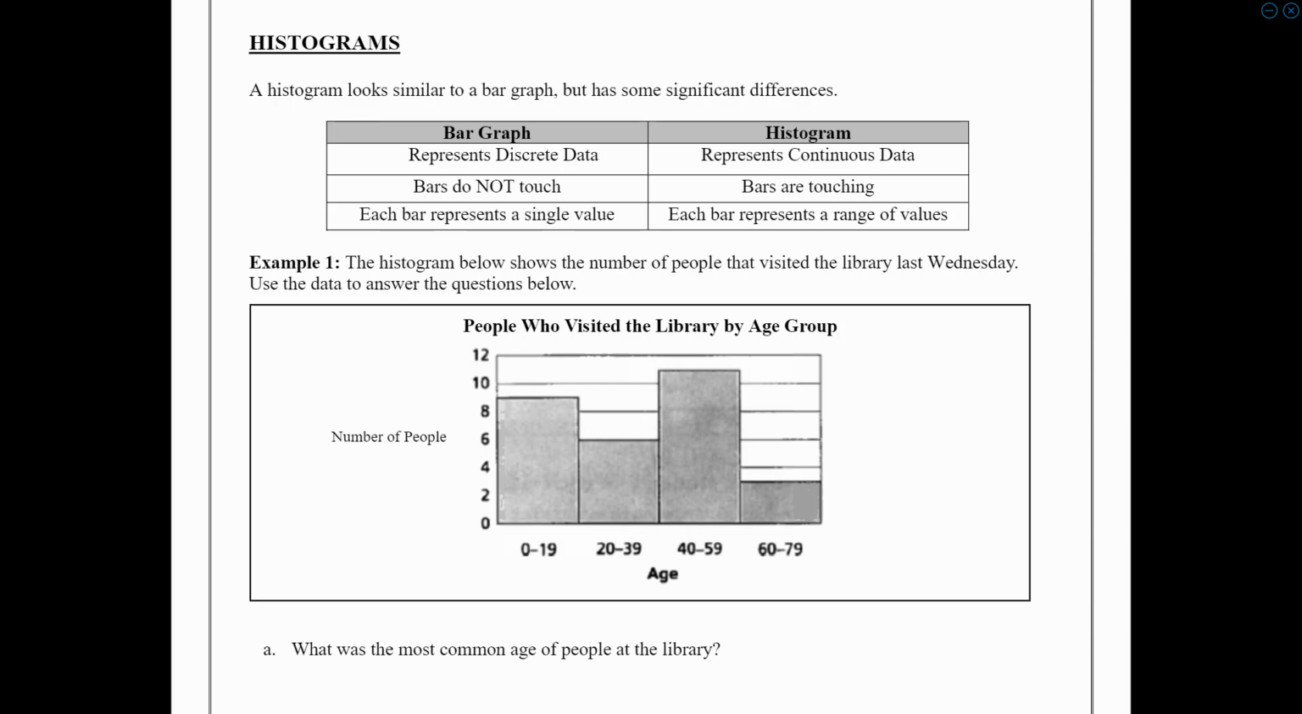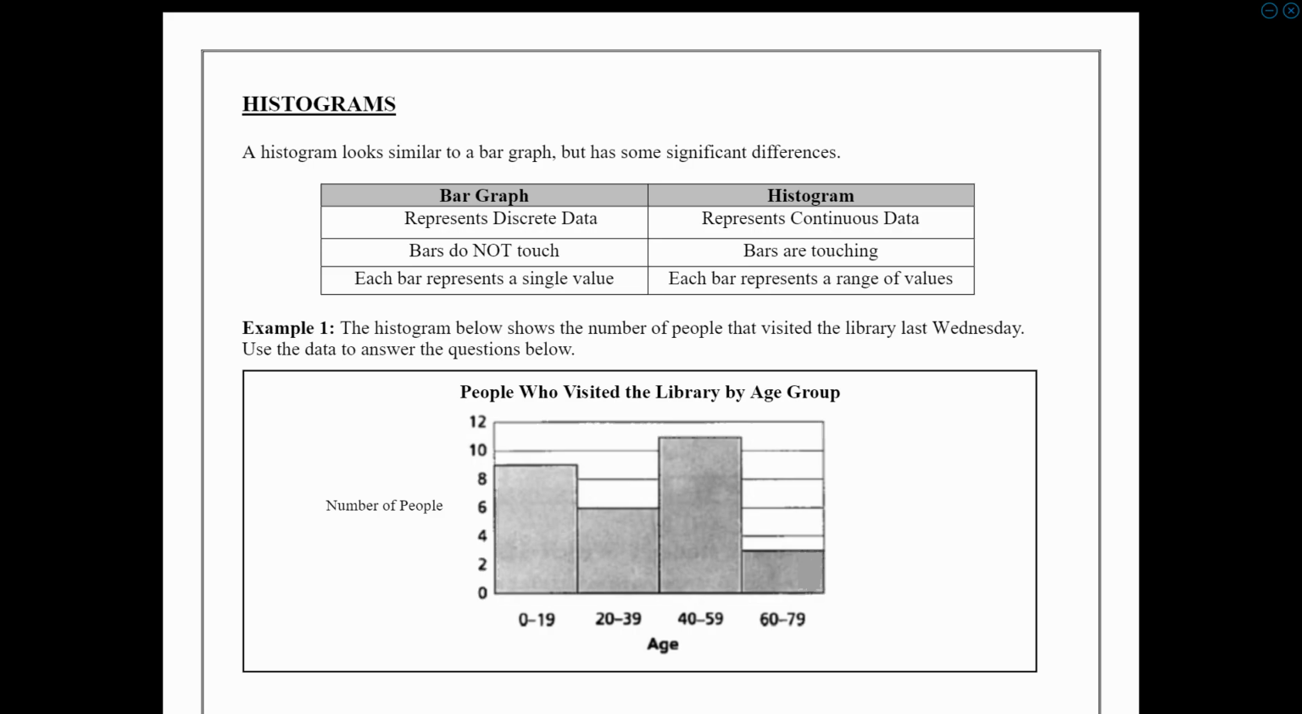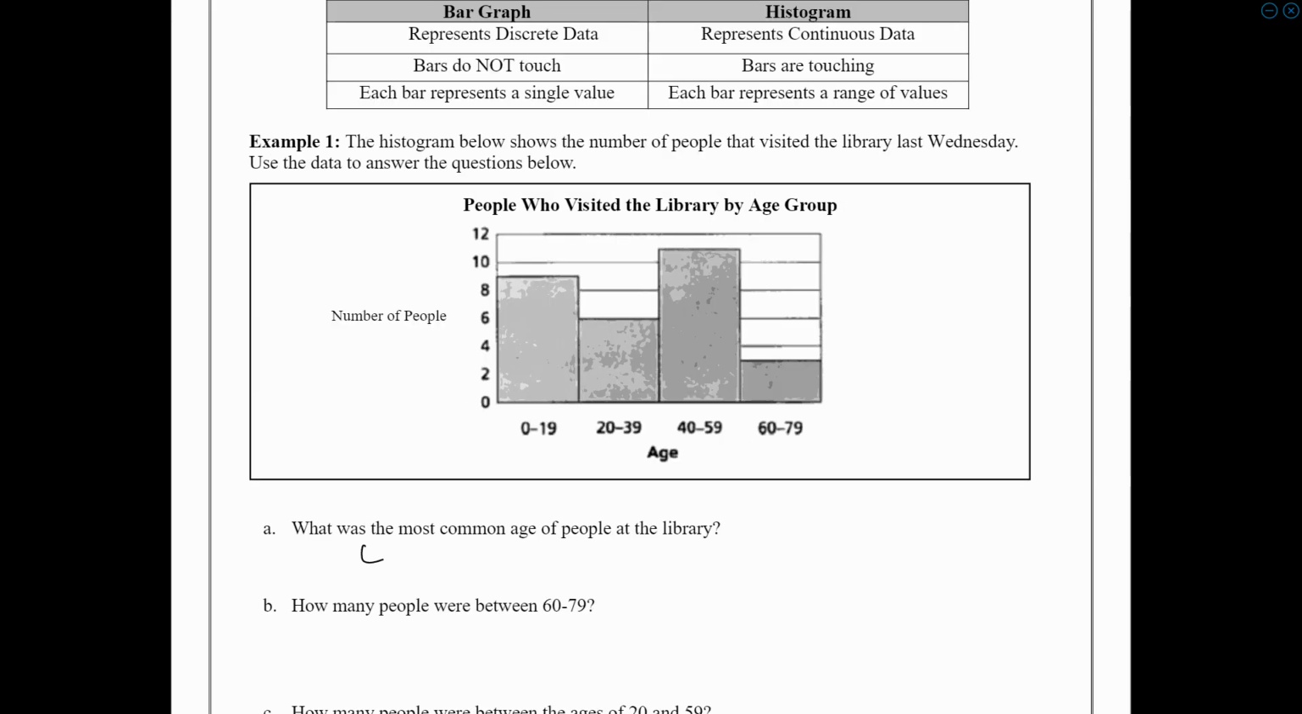So let's see. People who visited the library by age group. I suspect that what's happening here is different among this group and this group. What's the most common age of people at the library here? Do you think that matches the Highlands Library? No. What would be the most common age group there? 0 to 19.